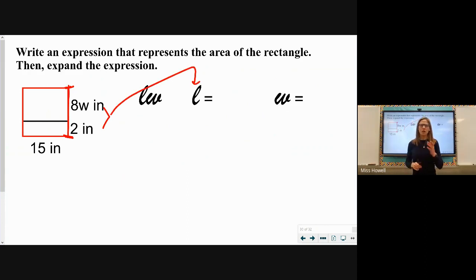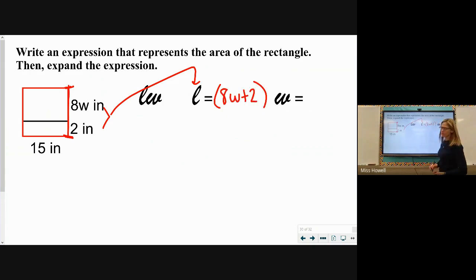It's not just 8W. It's not just 2. It's that whole thing, or those two pieces added up. So our length would be an 8W plus that bottom section of 2. Make sure you have the whole thing, not just 8W, not just 2. All right, our width is this bottom shorter piece, which is just this 15. And now we're right back to where we were a second ago. 8W plus 2 goes in for length, being multiplied with our 15 for width.